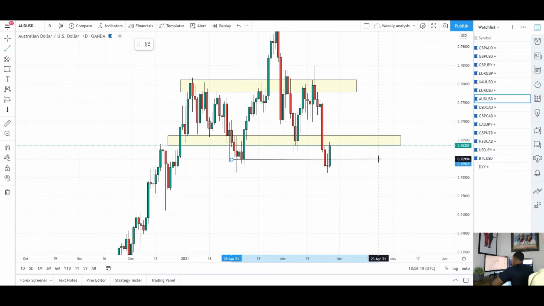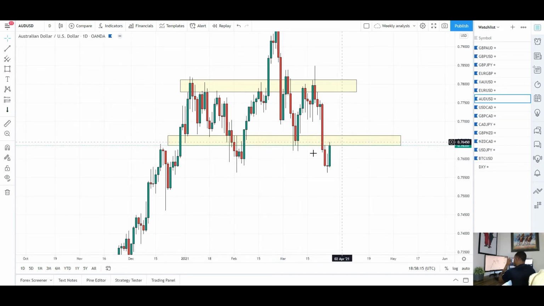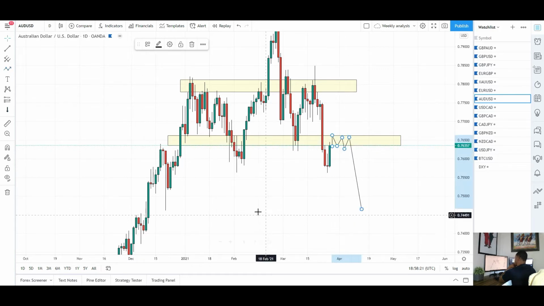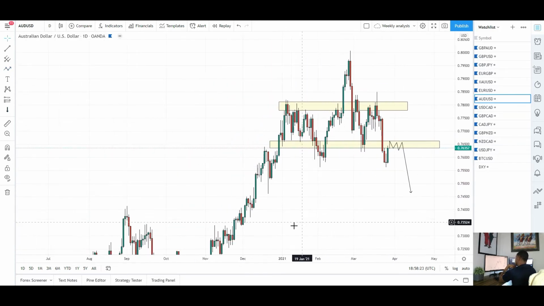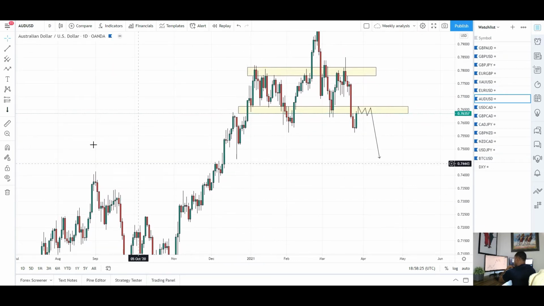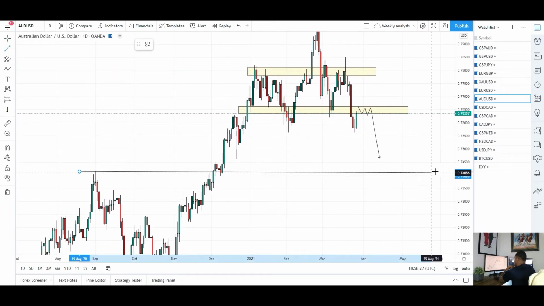So price is finding support around this area in the market, but again, if we do hold this as resistance, so price fails to break through this area here in the market, I do think price can roll over to the downside and give us a bigger push to the downside and start to give us a bit of a reversal here in the market back down to 0.74. So that's where I do think price could go.